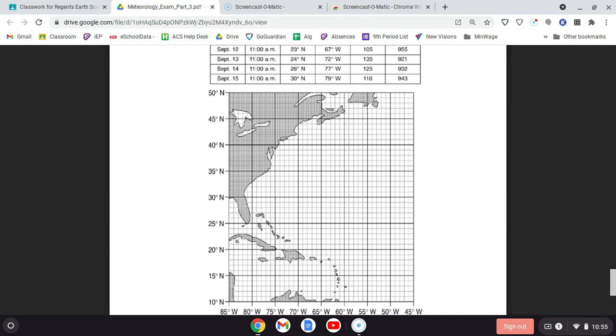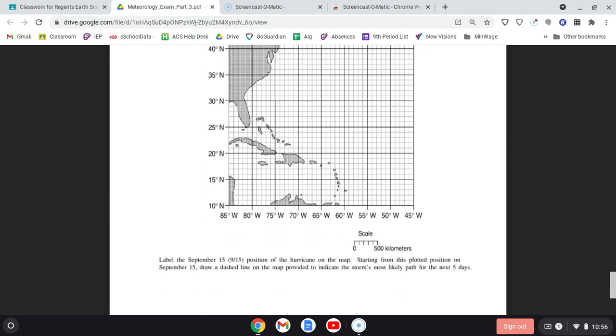Where are you with that? Are you starting at 79? Yeah. Did you get it? Yeah. So now, once you've got that dotted, he wants you to take, starting from that plotted position, draw a line to indicate where that is most likely going to go, Kylie.